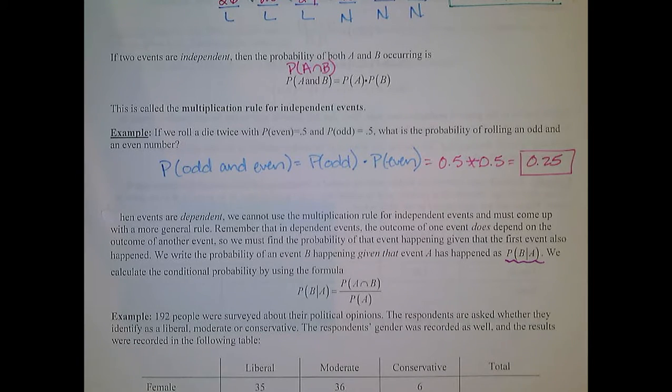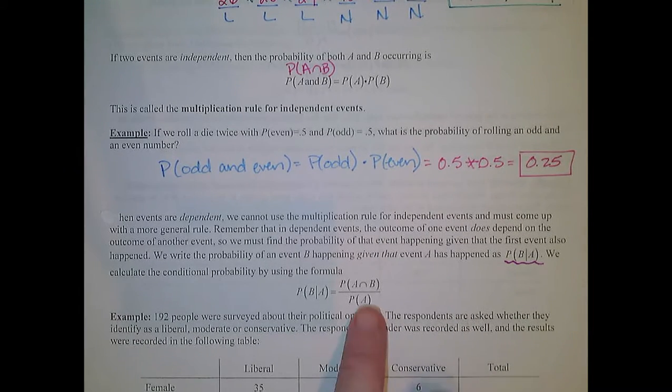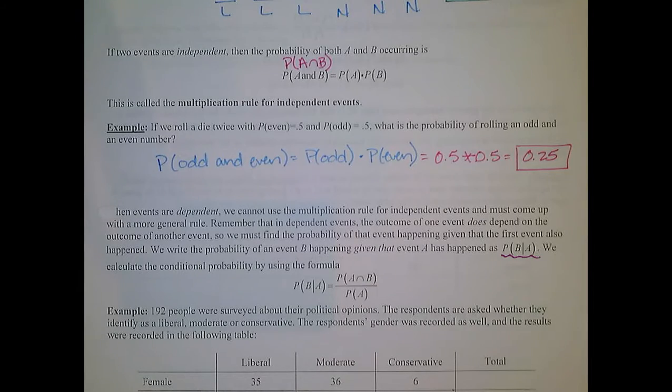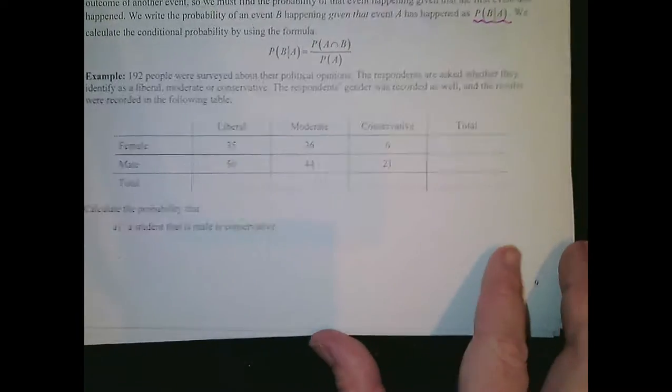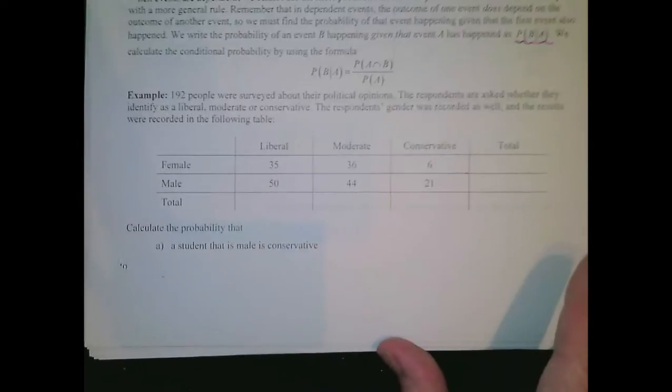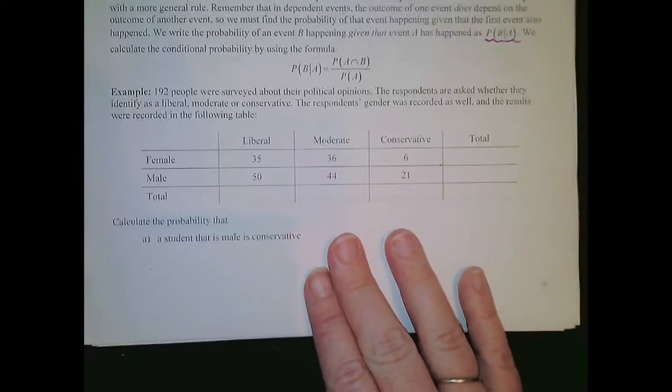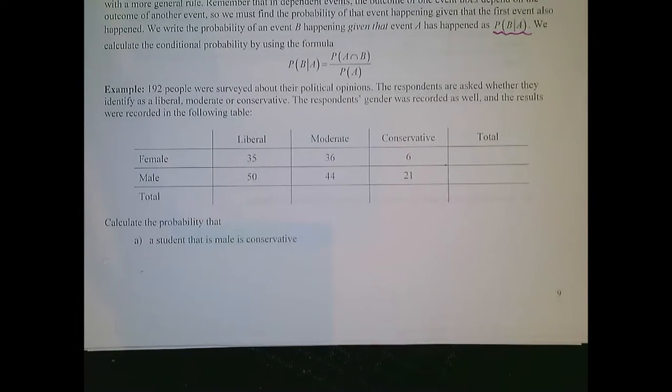It might be a little bit difficult to see where this formula comes from, but when we actually start to apply it to some numbers, you'll start to see why. So we're going to go back to that example that we looked at in the last lesson, where we surveyed 192 people about their political opinions. The respondents were asked whether they identified as liberal, moderate, or conservative, and then their gender was recorded as well.